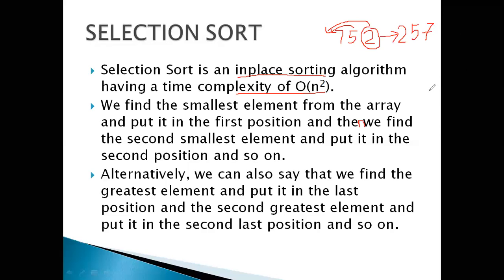Alternatively, we can also say that we find the greatest element and put it in the last position. And then we find the second greatest element and put it in the second last position and so on. So we will select this 7 and put it in the last position. Then we will select the second largest element, that is 5, and put it in the second last position. And finally, we will select the 2 and put it in the position before 5. So this is how selection sort works.